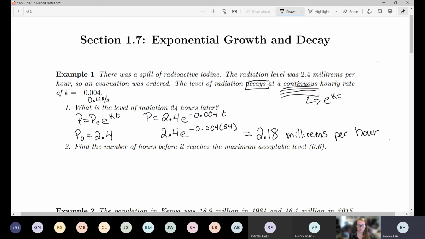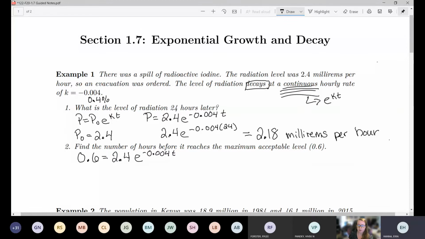Then we're asked to find the number of hours before it reaches the maximum acceptable level. So now we want an amount in hours, so it looks like we're going to be solving for t. We want to make sure that the final level is 0.6. So we're essentially being asked to solve for t when we let the resulting value be 0.6. So negative 0.004 t.